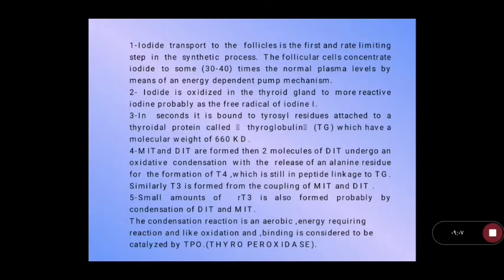So iodide transport to the follicle is the first and rate limiting step in the synthetic process. This is the first step: we take the iodide that we said we get from food, then the follicular cell concentrates iodide to 30 to 40 times that of the normal plasma level. So approximately 30 to 40 times the concentration inside the cell.